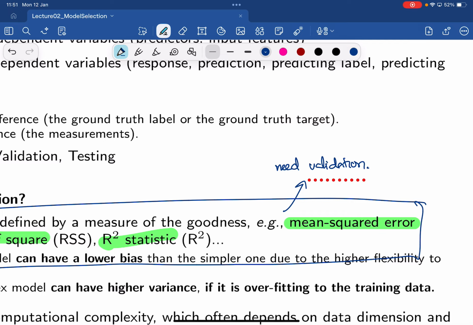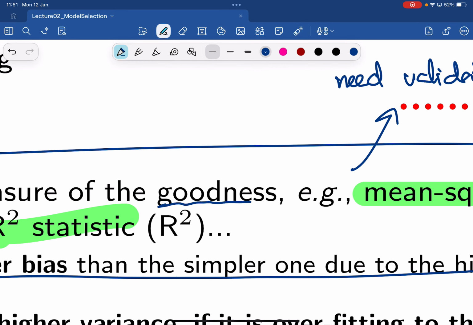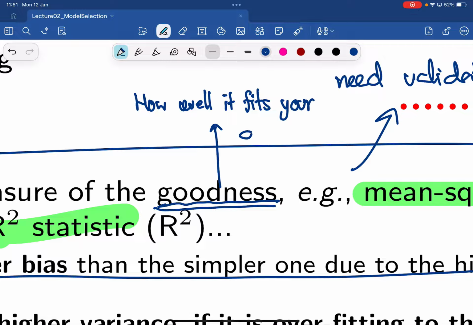Because it could only evaluate the fitness between your model and your data. So that's why I said that it's actually the measurement of the goodness. It's like how good it is to fit your data. How well it fits your data. But it cannot account for how complex your models become. So that is like the bad point of these evaluations.